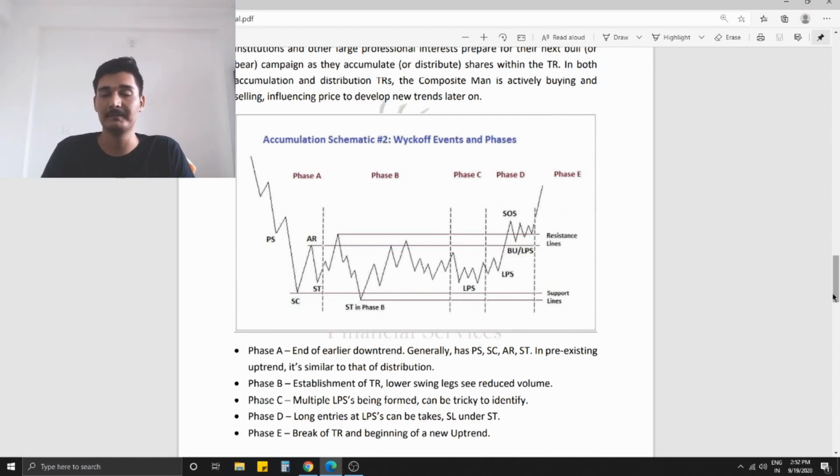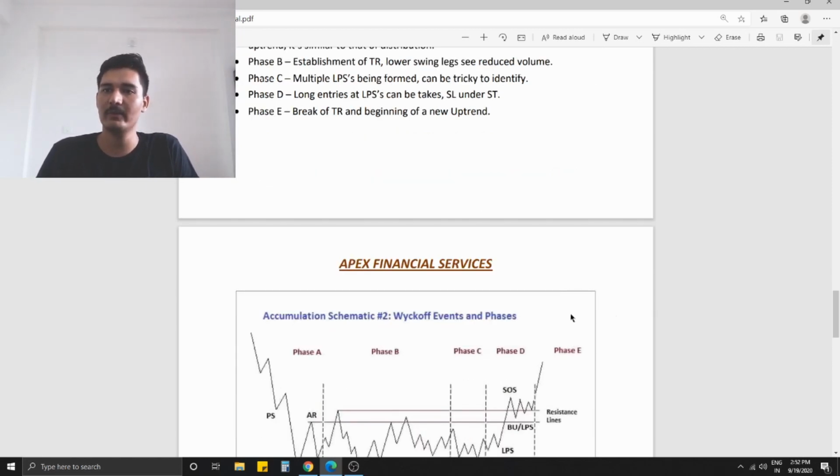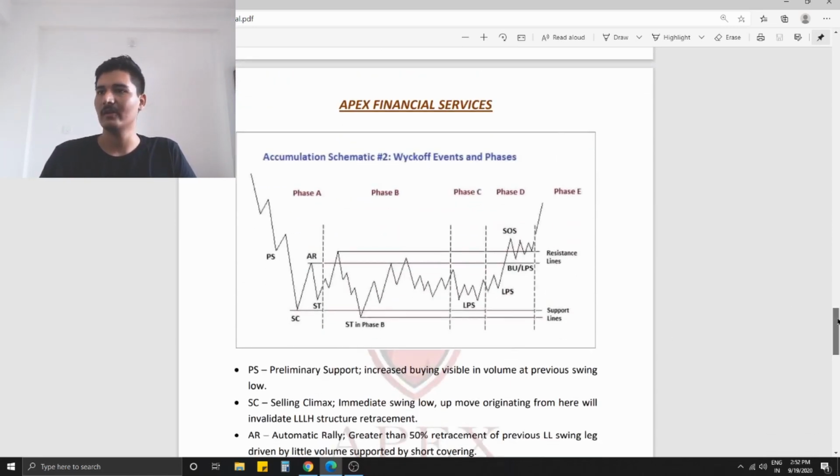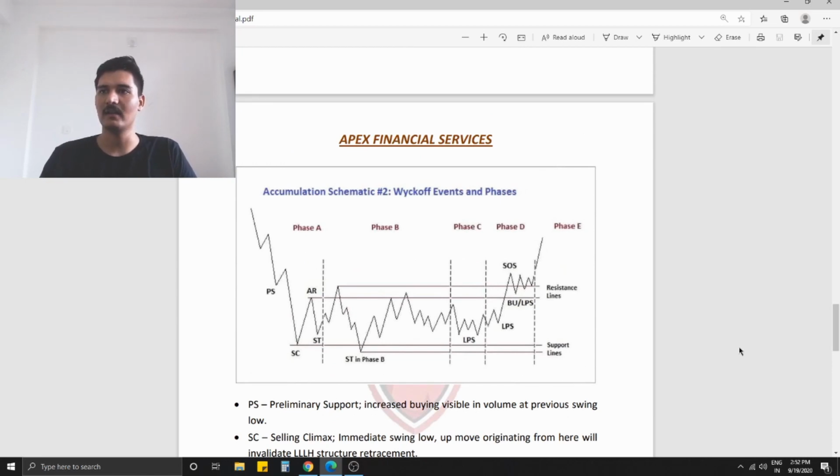Now, if you're one of those people that got worried when they saw these abbreviations PS, AR, SC, ST, LPS, UPS, and all those things, don't worry about it. It's not that hard. I'll be driving you through. Now, if you can, I would suggest for you guys, this is where the notebook comes into place, because these abbreviations, you need to note them down.